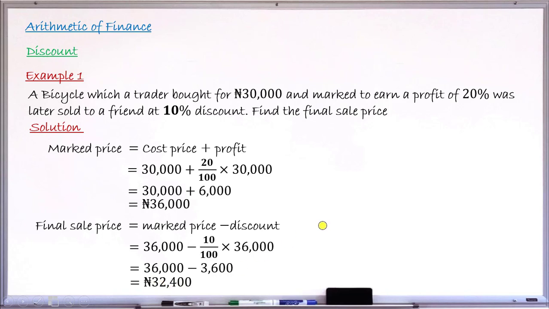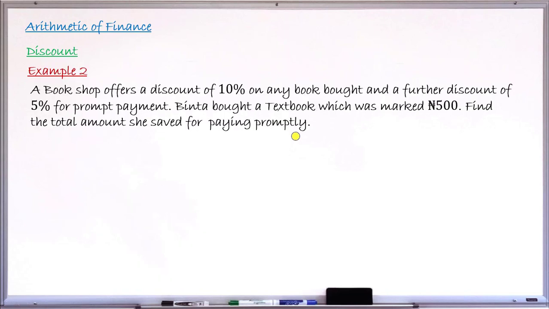So this is the final sales price of the bicycle. Let me just move to the second example. Example number 2, it says a bookshop offers a discount of 10% on any book bought and another further discount of 5% for prompt payment. So there are two discounts now. The 10% discount is general discount, but the 5% discount is for those that are paying there and then.